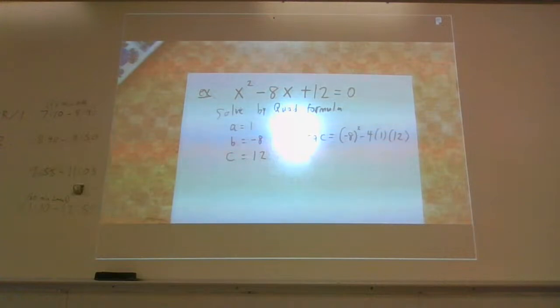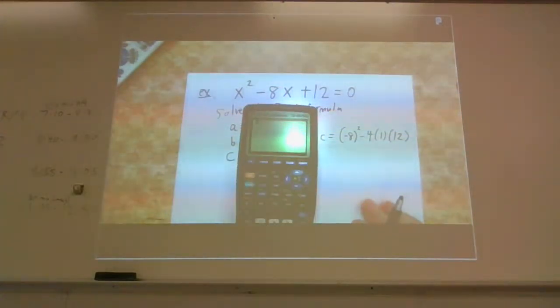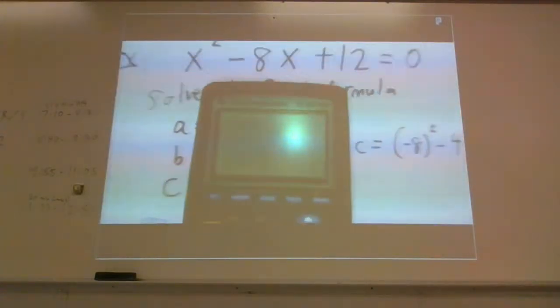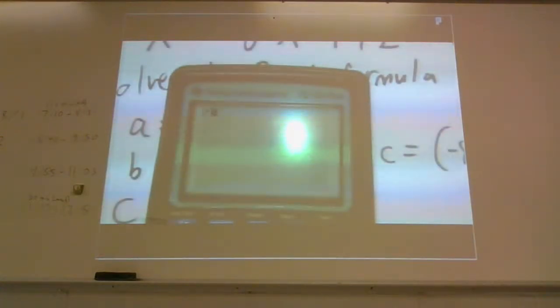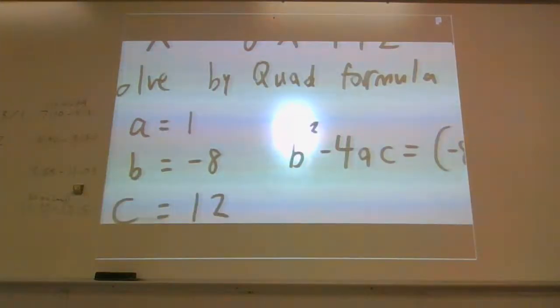Yes, but watch what happens here. Parentheses will save your life. I thought you told me it's supposed to be 64. It's supposed to be 64. You need parentheses, ladies and gentlemen. You need parentheses around that negative 8. Please make sure you know the difference in the calculator, especially when you use it. Just be careful. Parentheses will save your life.